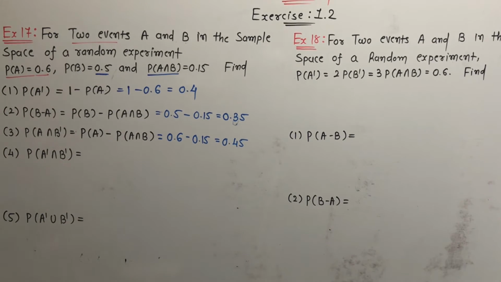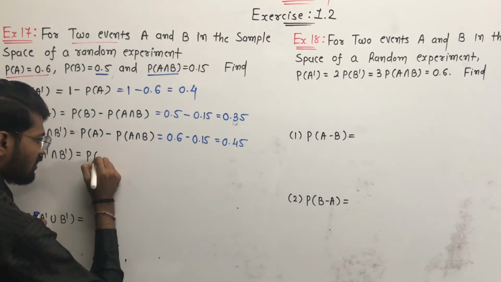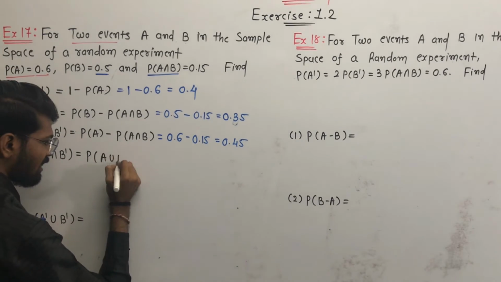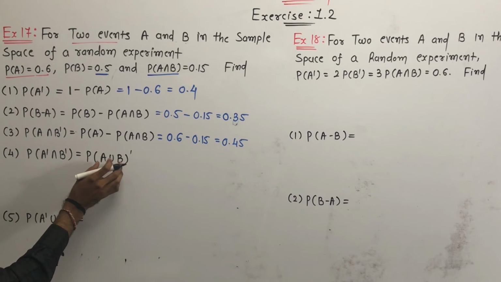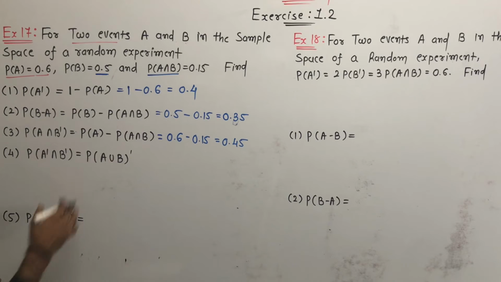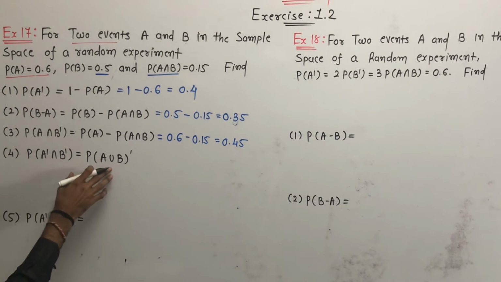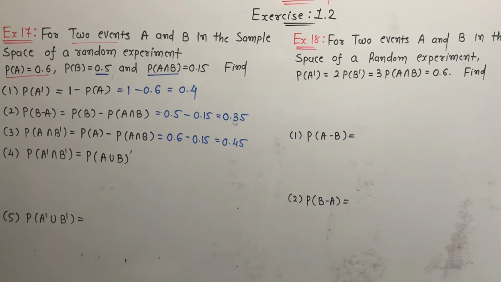Simple. Okay, now the fourth one is P of A dash intersection B dash. The equation for that is P of A dash intersection B dash is equal to P of the union of A and B, complemented. Okay, but do we know the value of the union of A and B? No. So we have to find the value of the union of events A and B.